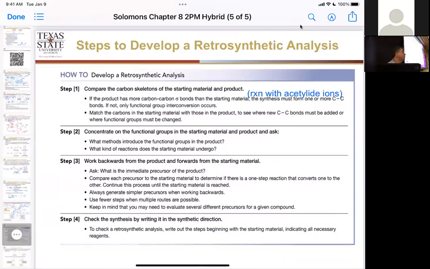So the first thing we want to do is look at the thing and say, did we add any carbons? Okay, if we added carbons, that means we have to have a reaction that makes a carbon-carbon bond, like a reaction with a nitrile as a nucleophile, or an acetylide ion as a nucleophile. Or we used something on that reaction and reacted with an alkyl halide. So we need to compare. If you had more carbons, you need to do some kind of addition reaction or substitution reaction. If you have fewer carbons, you've got to look at one of your cleavage reactions. Okay, so that's why you look at that first.